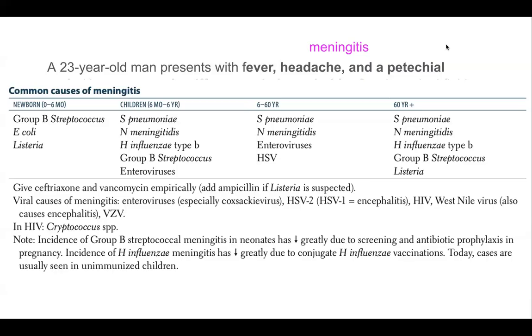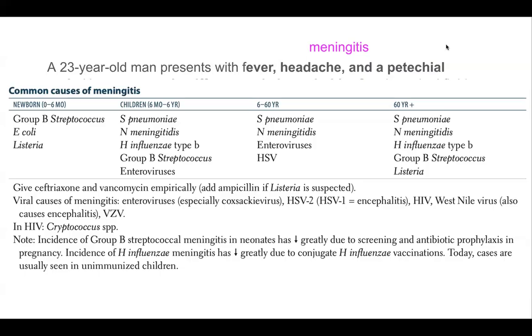And then in 60-plus-year-olds, so older patients, you have a lot of similar pathogens to the children. The only difference here being instead of enteroviruses, you'll see Listeria popping up again. And then just to read the notes at the bottom, ceftriaxone and vancomycin are your empiric treatment for meningitis. So ceftriaxone to cover strep pneumo and Neisseria, and then vancomycin covers some resistant strains of strep pneumo. And then you can add ampicillin if you are concerned about Listeria for any reason.